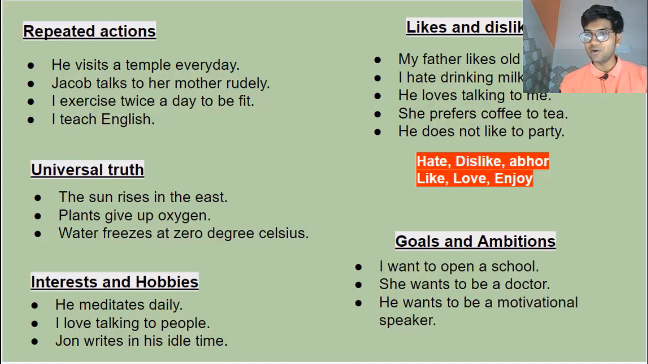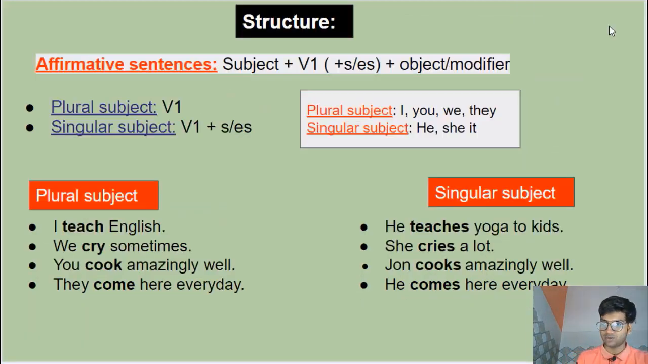Okay, so now let's understand how to form sentences in present indefinite tense. What is the structure? Let's talk about positive sentences first. Affirmative sentences. Now, affirmative sentences are sentences that are positive, that talk about positive things, okay, that tell you statements. Now, to form an affirmative sentence, this is how you write a sentence. First comes the subject, then comes the verb in the first form, right? You add s or es at the end of the verb if the subject is singular, we'll talk about it. And then comes the object or the modifier, okay?